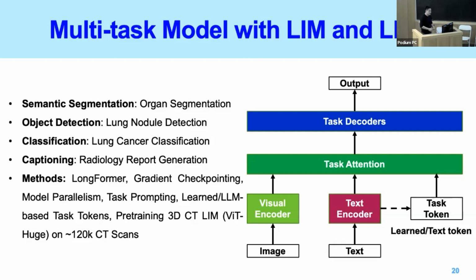Also, to process the high-dimensional 3D CT data, we use various techniques, like Longformer, gradient checkpointing, model parallelism, and so on. And we also pre-train the visual encoder using a relatively large 3D CT data set.